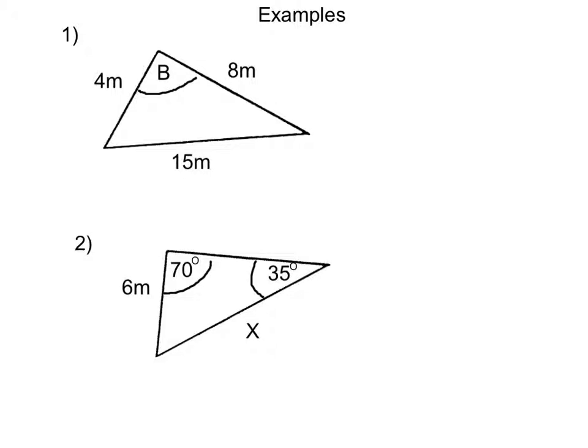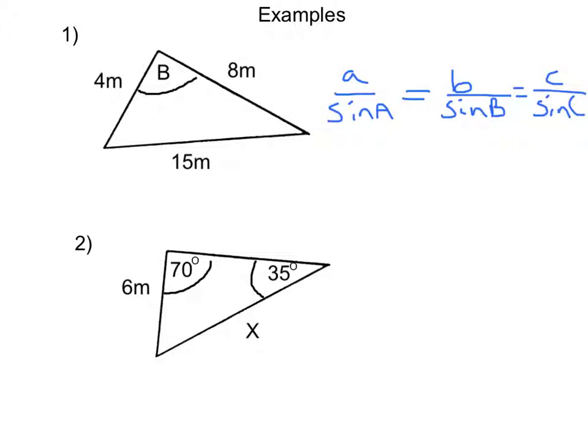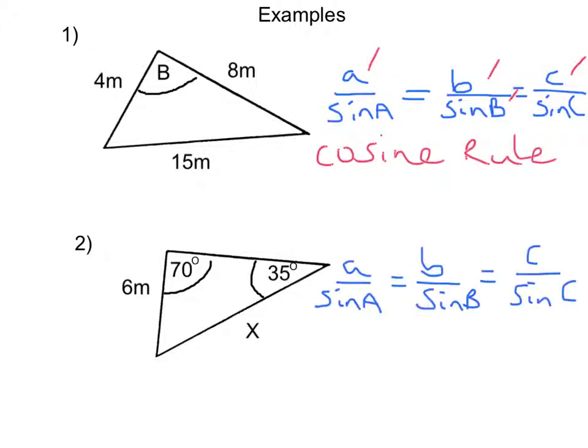So for these two examples, I want you to use the group of 4 and see if we're going to use the sine rule or the cosine rule to answer these two questions. So for question 1, we can tick off angle B, side A, and side C. So we don't have a group of 4 there, so we're going to have to use the cosine rule to answer this one.